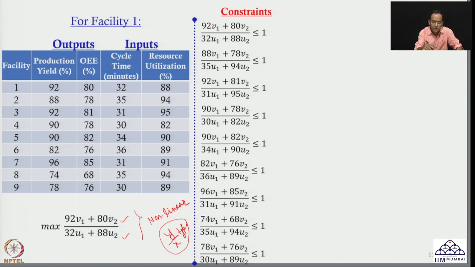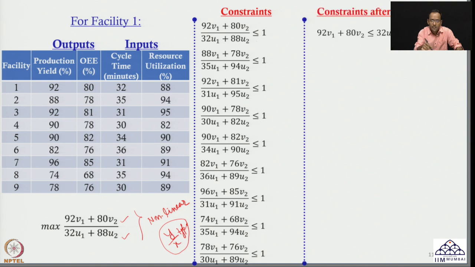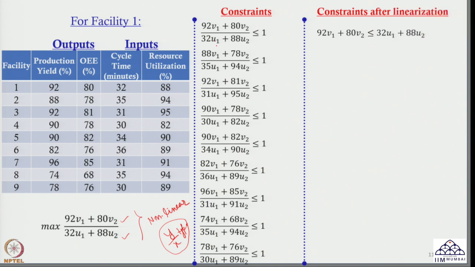If you look into these constraints very carefully, it is 92 V1 plus 80 V2, the weighted sum of output, divided by the weighted sum of input. Can I convert this term to linear? Yes, it is possible. If I take this denominator out from here and put it over there, it will be 92 into V1 plus 80 V2 less than or equal to 32 into U1 plus 88 U2. So, the constraint has become linear. It was non-linear but I have converted it into a linear term.